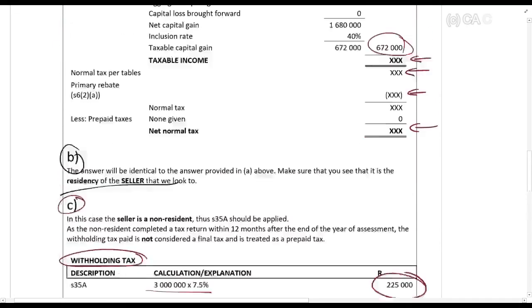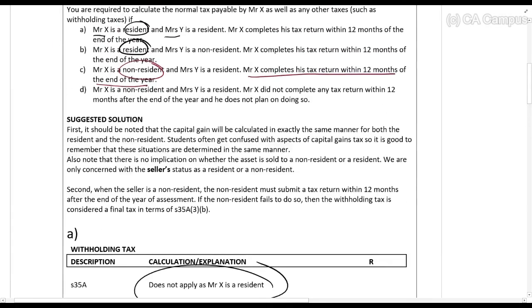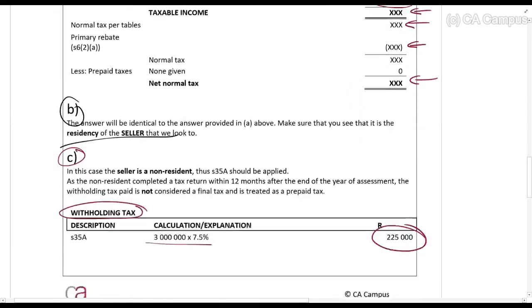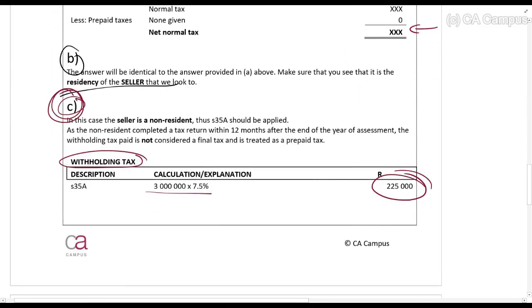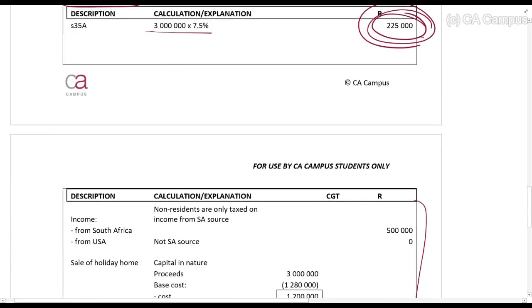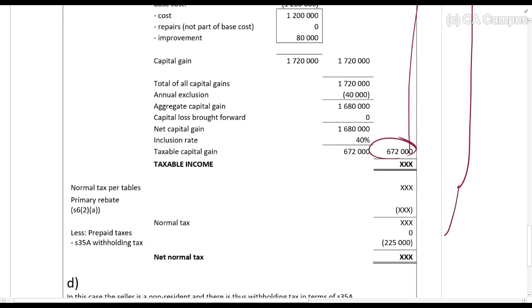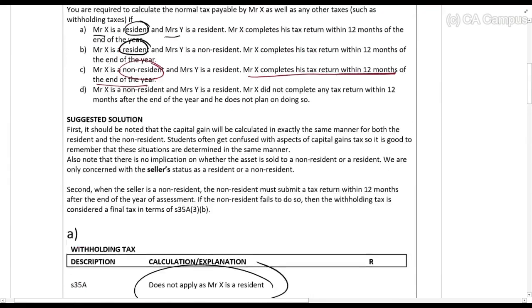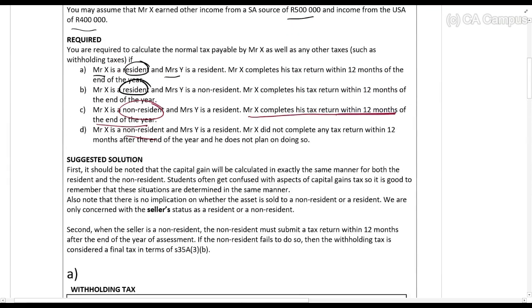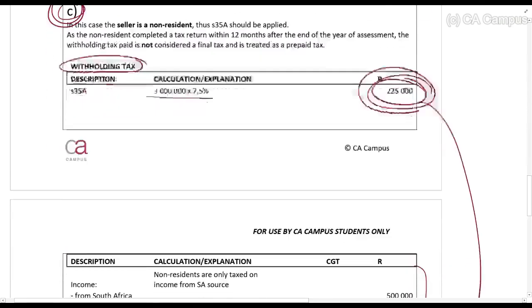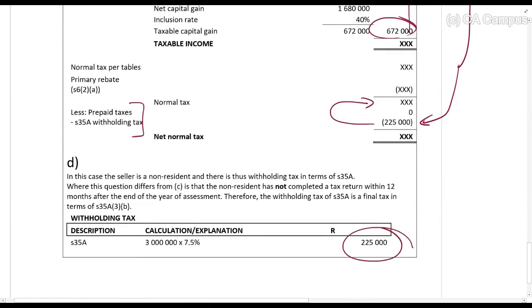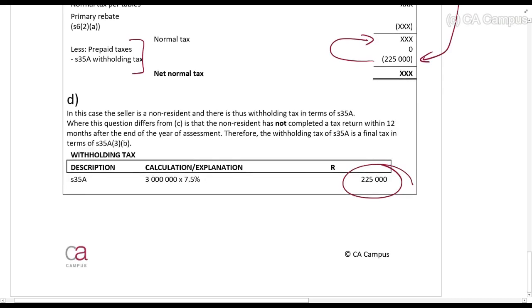But now important, because this person completed his tax return within 12 months, that withholding tax that we saw in part C will be allowed as a deduction from your prepaid taxes, so it reduces your normal tax. See now in situation D, he's still a non-resident, but now he did not complete his tax return. So in D, there's the withholding tax, and that's it. Because the person didn't complete his tax return, there's nothing further to do.